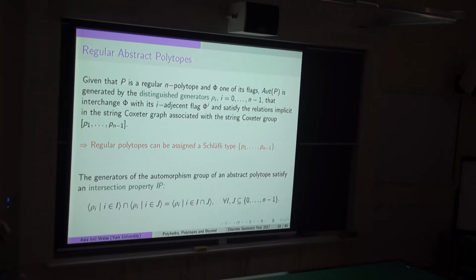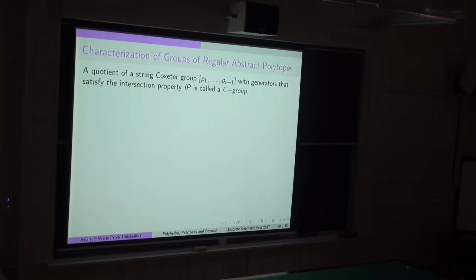It's also interesting that the generator satisfies a certain intersection property. I won't even go into details. It's a very simple property. But why this intersection property? It's because that property, together with the Coxeter diagram, characterizes the groups of abstract polytopes. So a quotient of a string Coxeter group with the generators that satisfy the intersection property is called a C group.